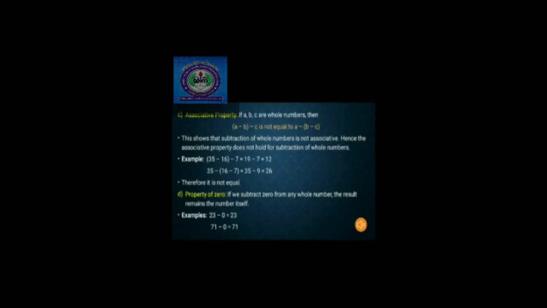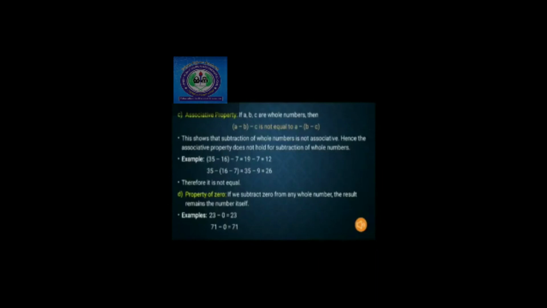Dear students, now let's discuss associative property. If a, b and c are whole numbers, then you can see in the example here, a minus b, and whatever answer you get, you then subtract c from that. This is one side. And on the second side, first you subtract b minus c and then subtract that from a. It shows that subtraction of whole numbers is not associative. Hence, the associative property does not hold for subtraction of whole numbers.